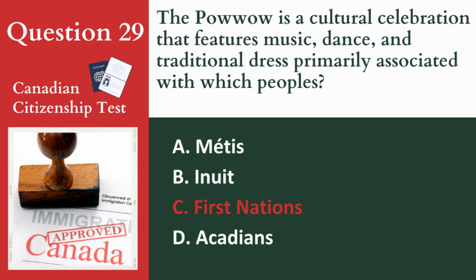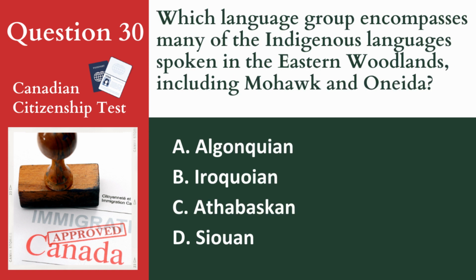and other cultural expressions. Question 30. Which language group encompasses many of the Indigenous languages spoken in the Eastern Woodlands, including Mohawk and Oneida? A. Algonquian. B. Iroquoian. C. Athabascan. D. Siouan. Answer B. Iroquoian. The Iroquoian language group includes several languages spoken by indigenous peoples of the eastern woodlands.